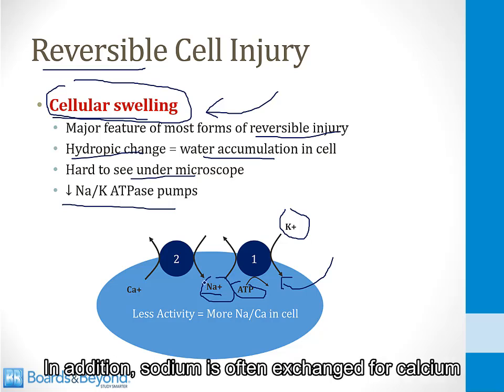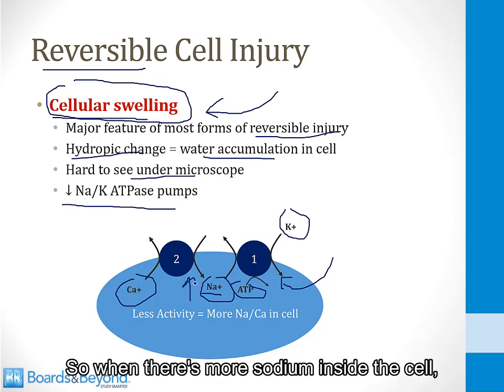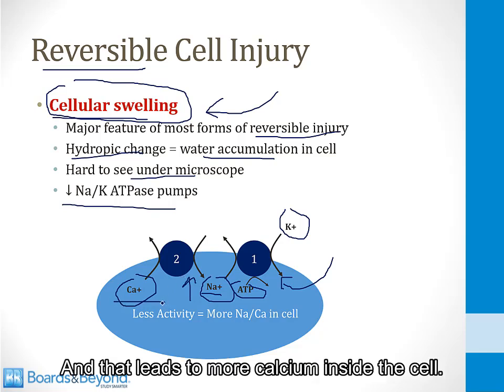In addition, sodium is often exchanged for calcium through a sodium-calcium exchanger. So when there's more sodium inside the cell, there's less exchange via this pump, and that leads to more calcium inside the cell.